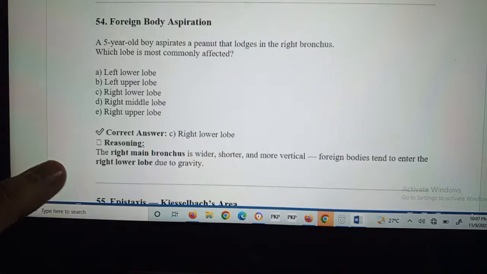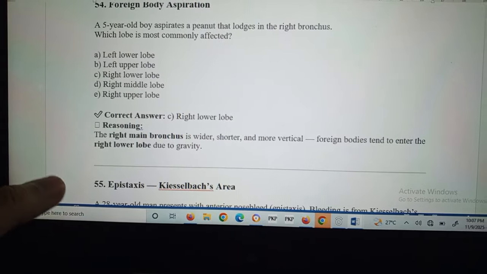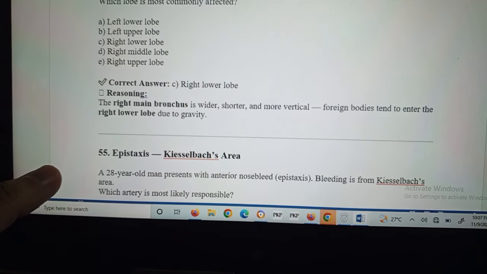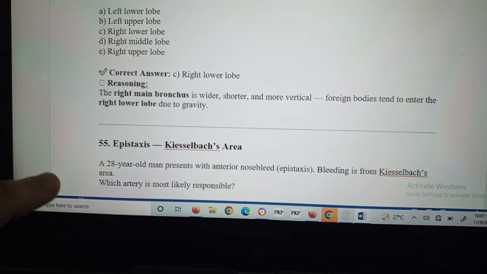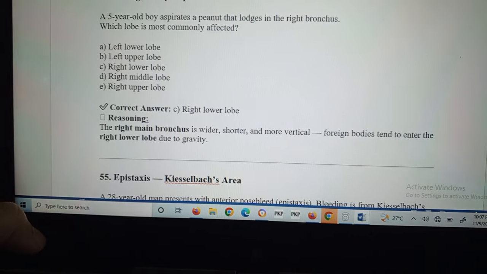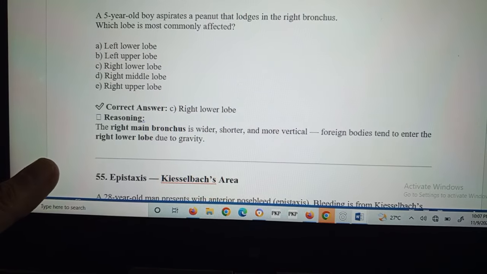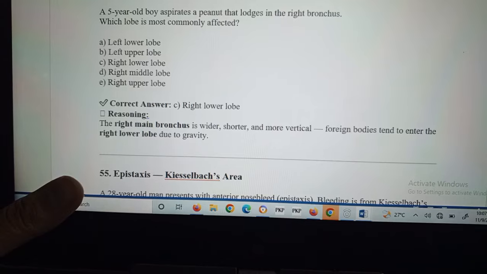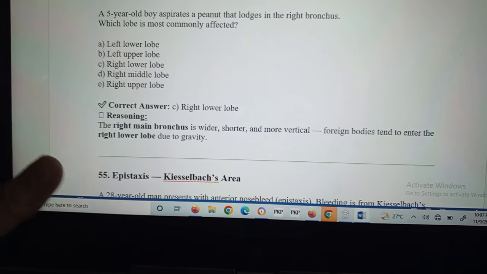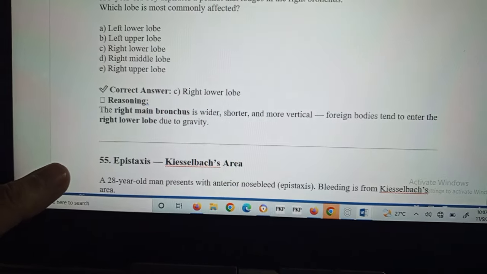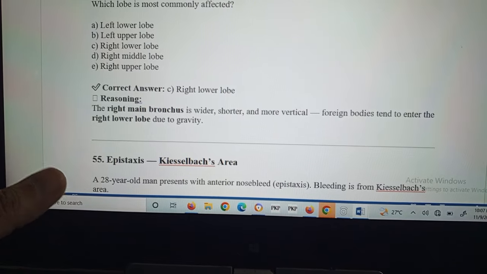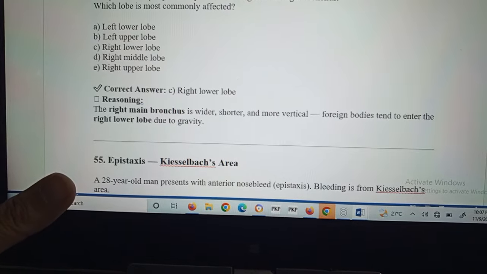A 5-year-old boy aspirates a peanut that lodges in the right bronchus. Which lung part is most likely to be involved in this case? Right lower lobe. I think the answer should be right upper lobe, but further reconfirmation is necessary.